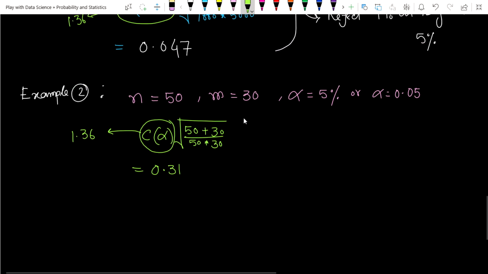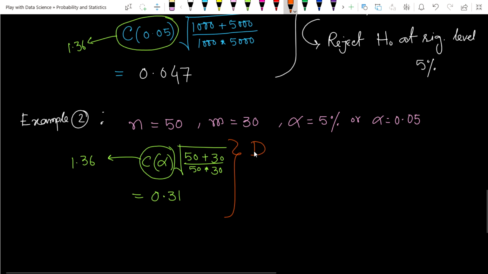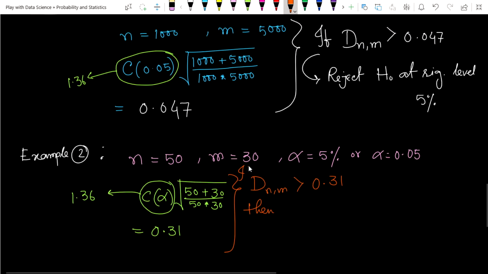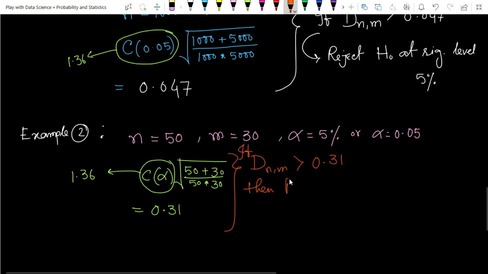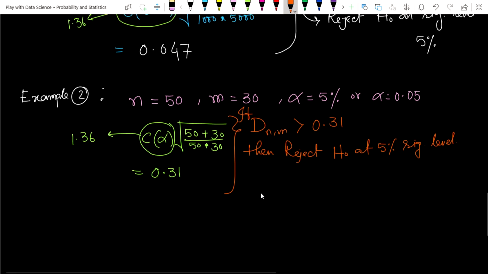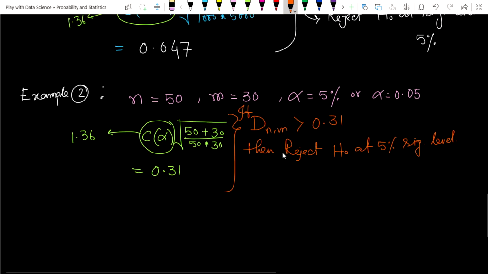Now what does this mean? If the maximum distance between the observed values of the two random variables, Dnm, is greater than 0.31, then we reject the null hypothesis at the 5% significance level.